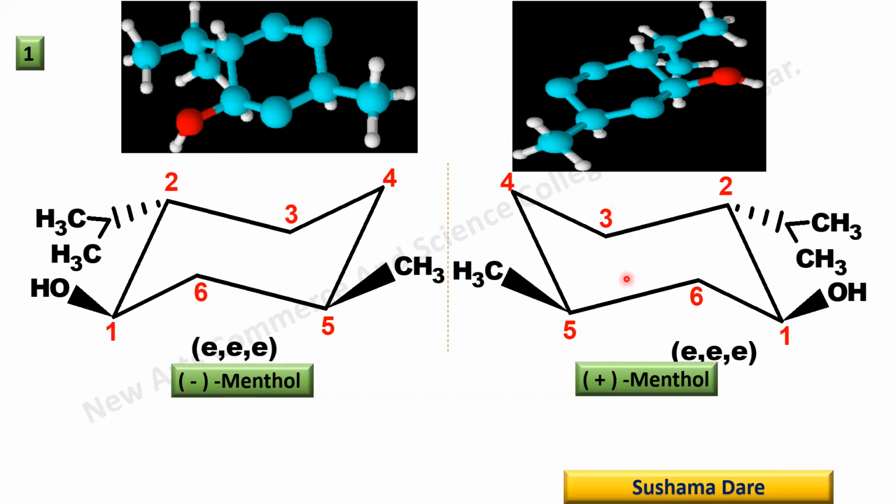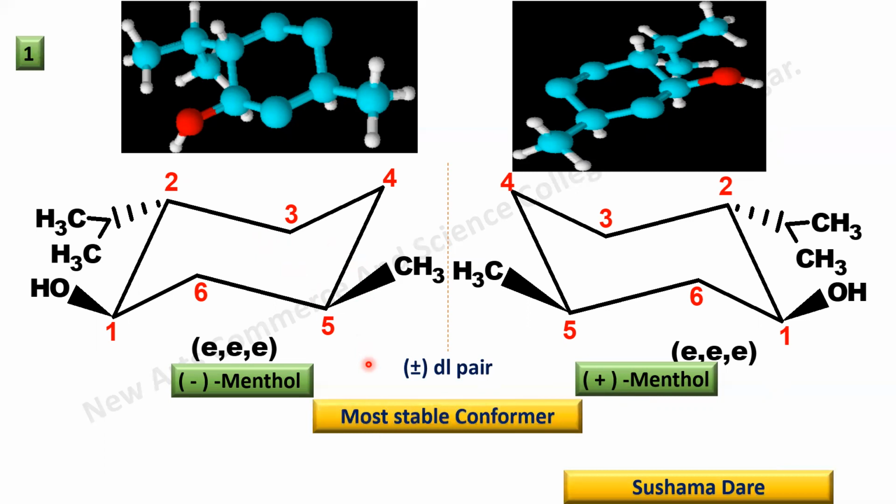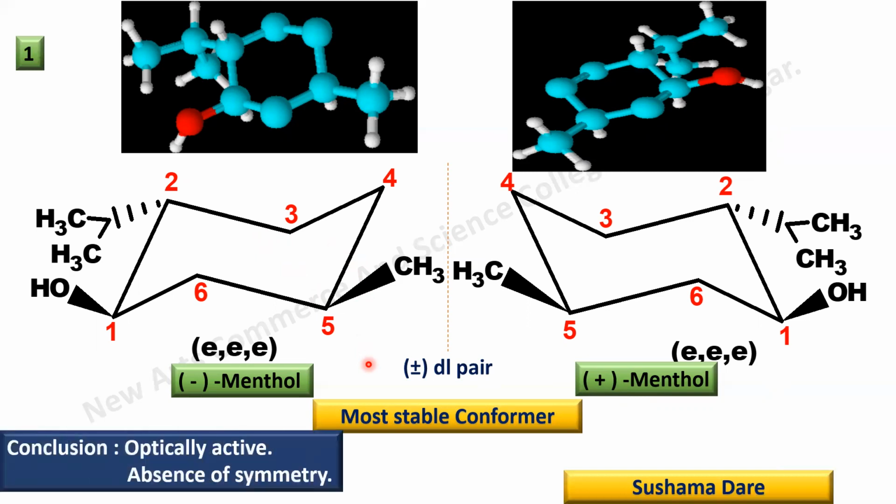This is the mirror image of negative menthol, which is denoted by plus menthol. These are the mirror images of each other. As you see, there is absence of symmetry. Therefore, it exists in a DL pair. This is the most stable conformer, the reason being all the substituents are equatorial. Hence, due to absence of symmetry, this compound is optically active. This is how it looks in the ball and stick model.